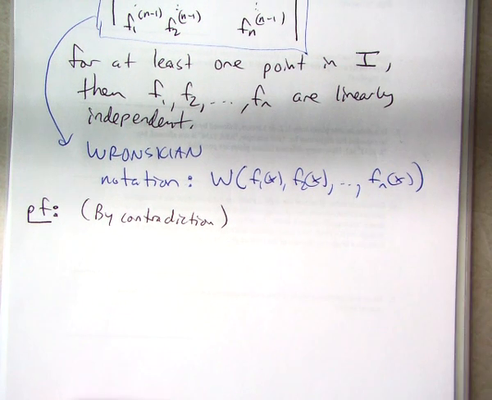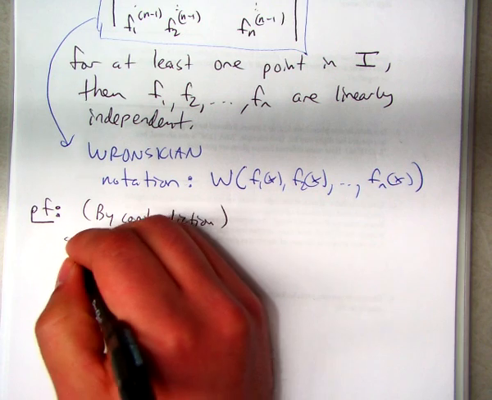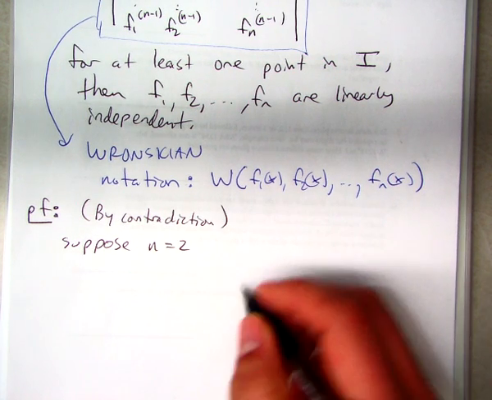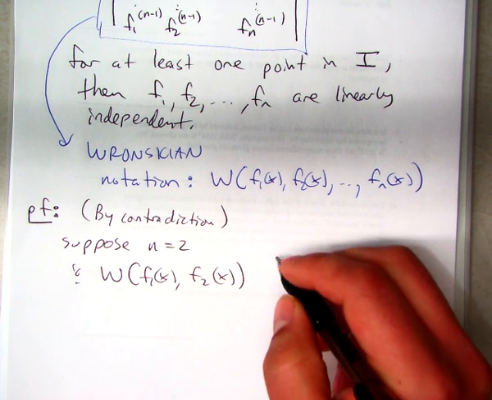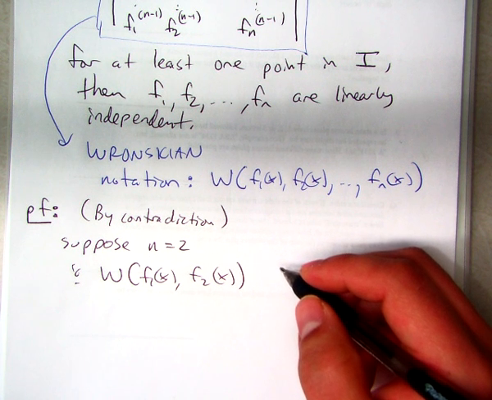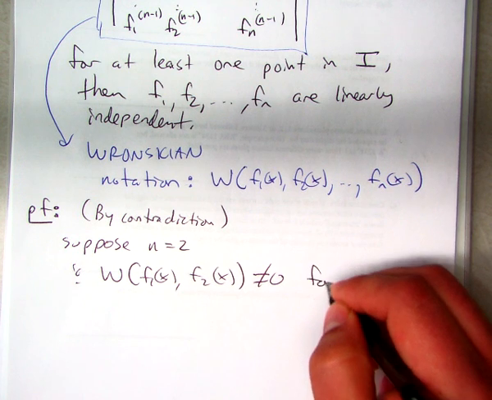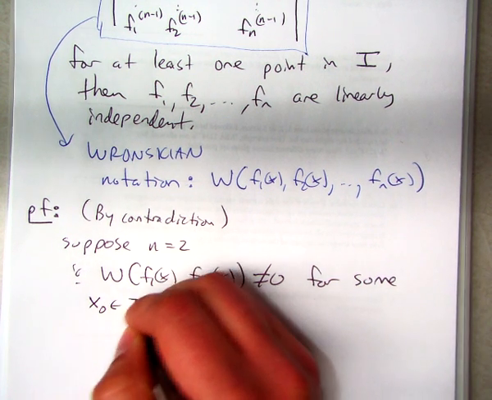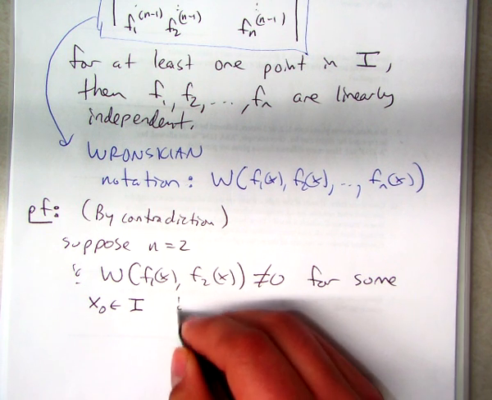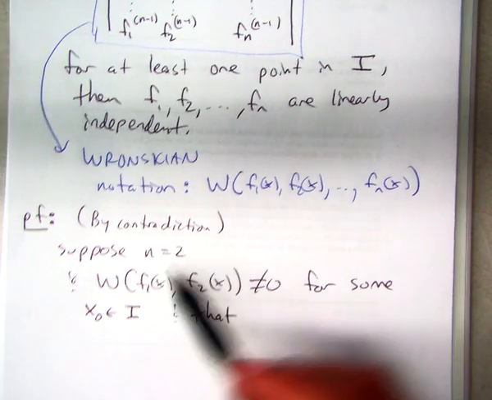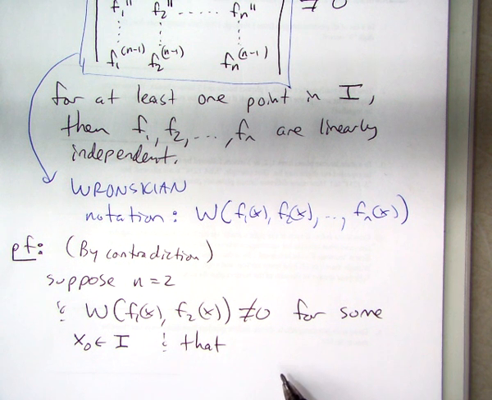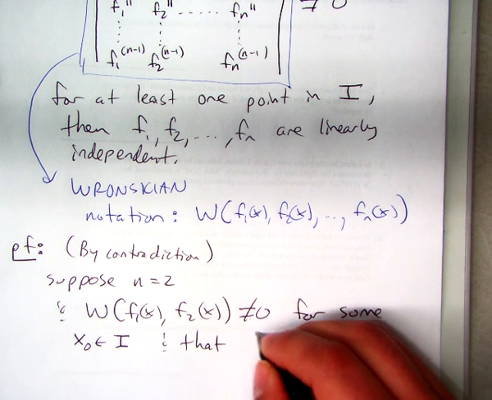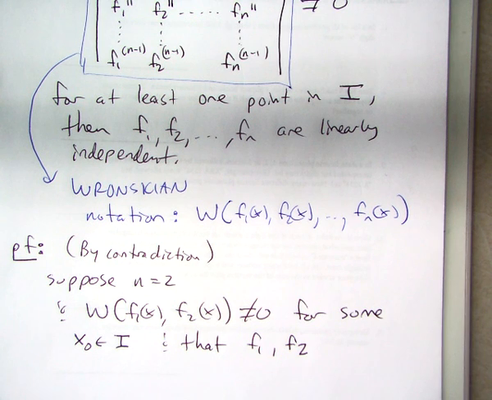Okay, so for simplicity, let's suppose we only have two functions. Suppose n equals 2, and the Wronskian of f1 of x and f2 of x does not equal 0 for some point in the interval. And now if we're going to do a contradiction proof, the whole idea here is that if this happens, this is a linearly independent set. If we're going to prove by contradiction, we're going to assume the opposite. We're going to say that f1 and f2 are linearly dependent.